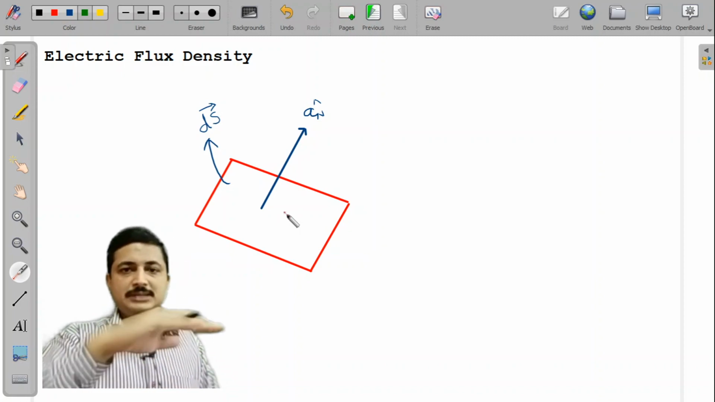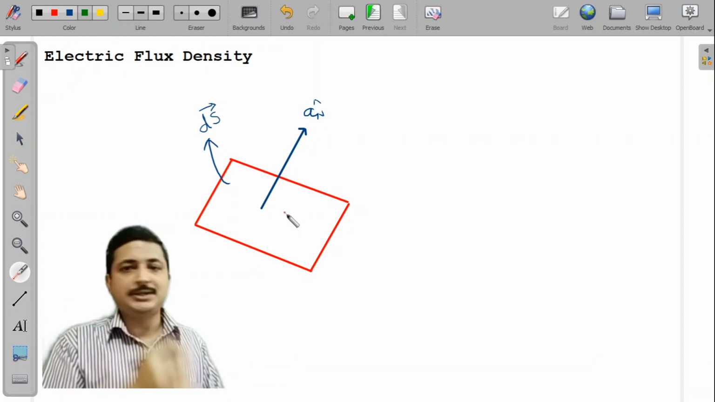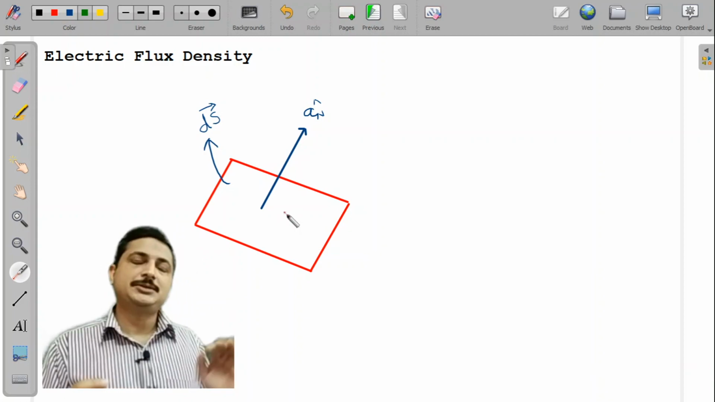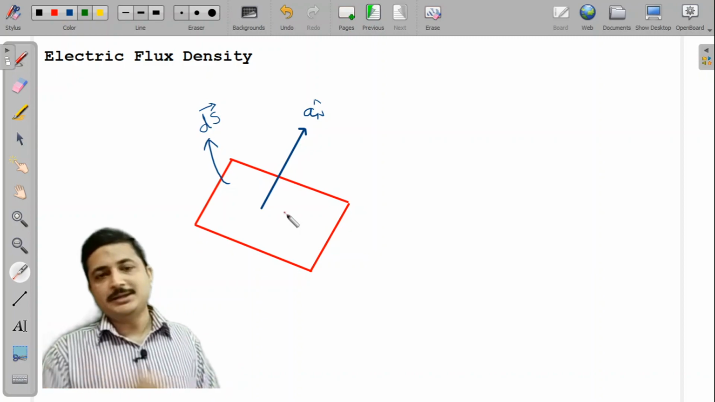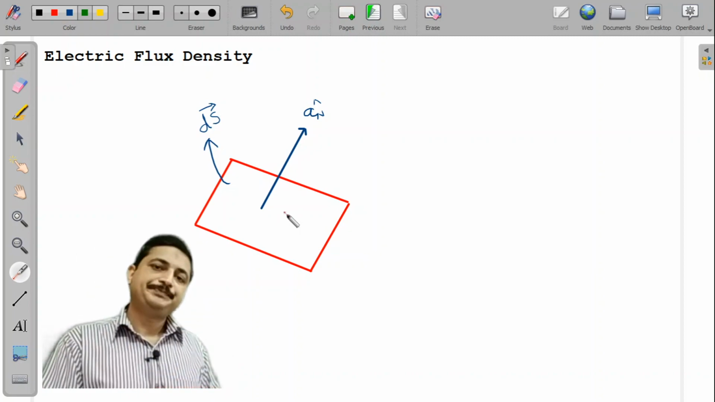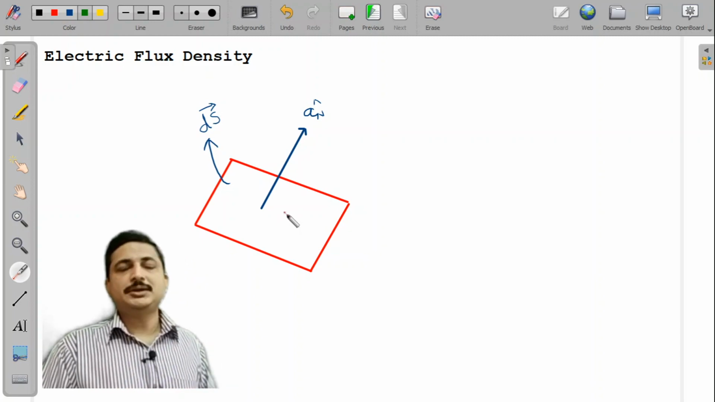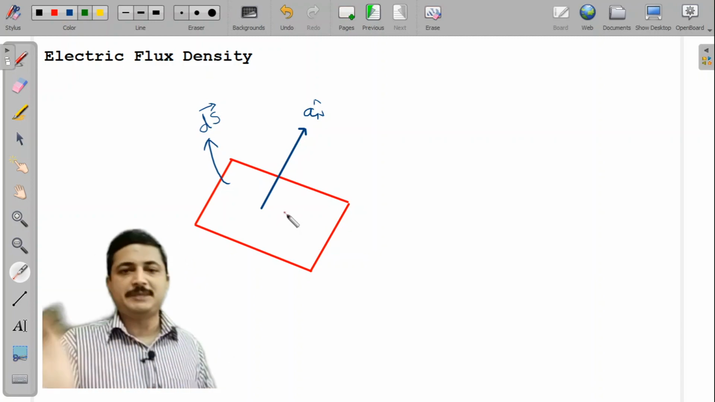Now assume that this plate is held between plus q and minus q. Why? Because you know that flux lines will originate from plus q and terminate on minus q. So I am holding this surface in between plus q and minus q. Can you imagine that? There are so many flux lines passing through this.